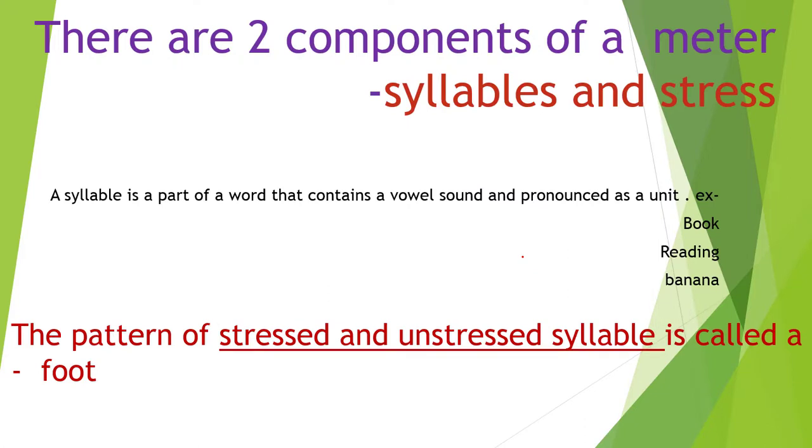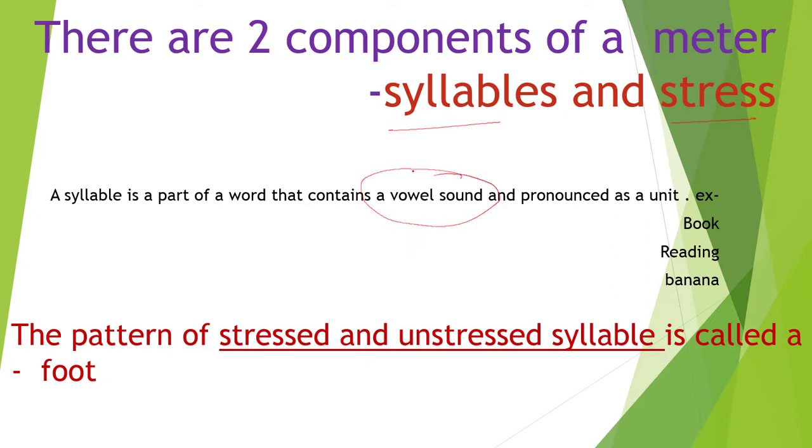There are two components of a meter. When we talk about the rise and fall of the sound, there are two components. We have syllables and we have a stress. A syllable is a part of a word that contains a vowel sound.